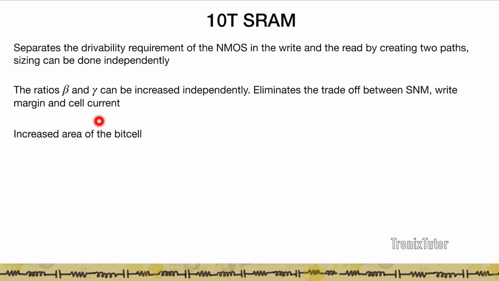Obviously, the drawback with this would be a much larger area of the bit cell. Additionally, the peripheral circuits are going to be slightly more complicated, so you need more circuitry in the periphery.